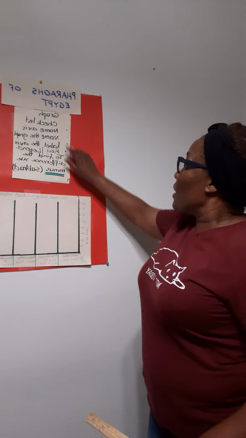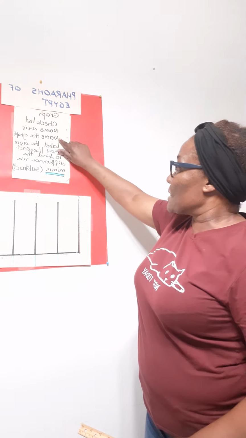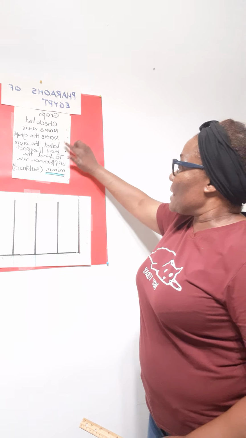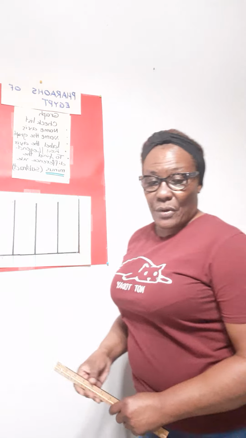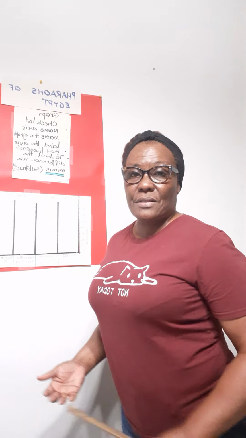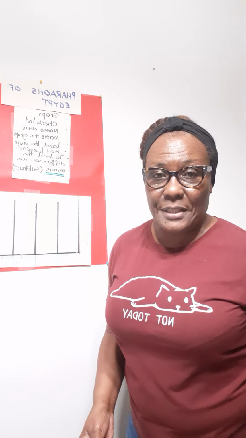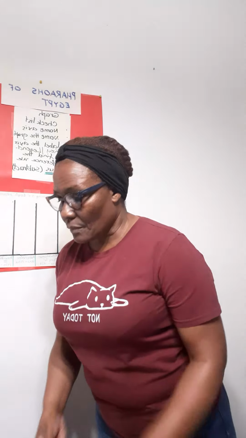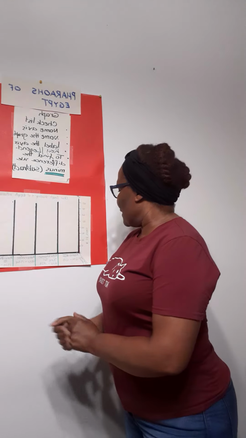So remember, we must have our axes, X and Y. We must name the graph. We must label the axes, and we must have a key. We have different colors, markers, crayons, and colored pencils. Choose your color of choice. All right, I see that you're all finished. So now we are going to begin.